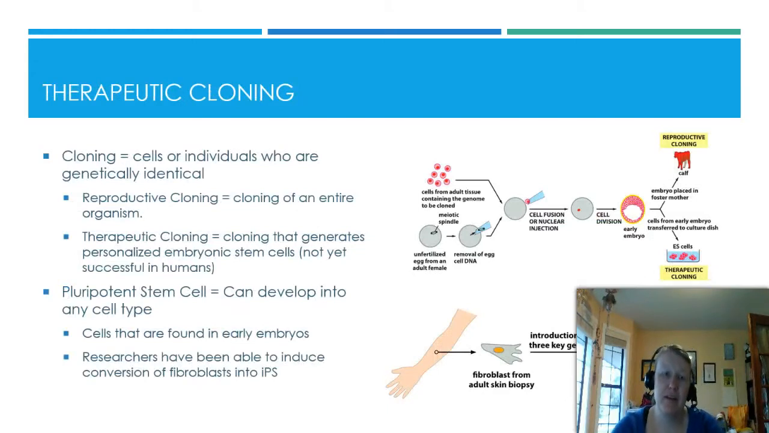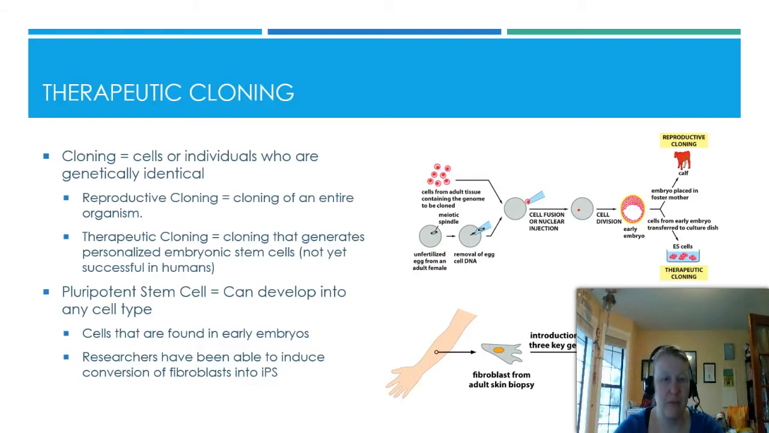So let's wrap this up by talking about therapeutic cloning. We've talked a lot about this in class throughout the semester: how do we treat disease and how do we handle these kinds of things. And so therapeutic cloning is one area that we're looking at for this. Now let's go back to our basic definition of cloning. Cloning is cells or individuals that are genetically identical. In this case, we're going to talk a lot more about cells. We talked about reproductive cloning once upon a time. That's where we generate a whole organism.